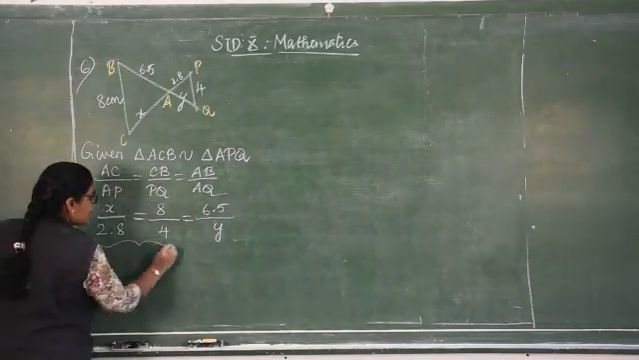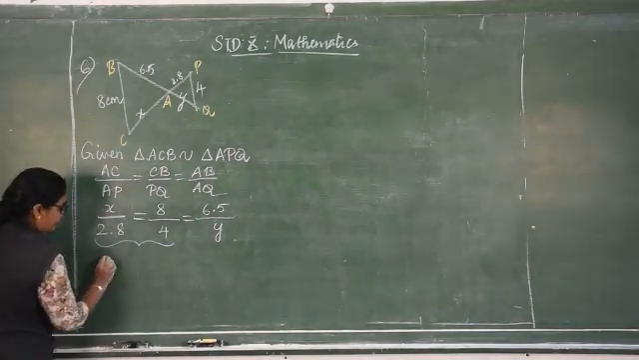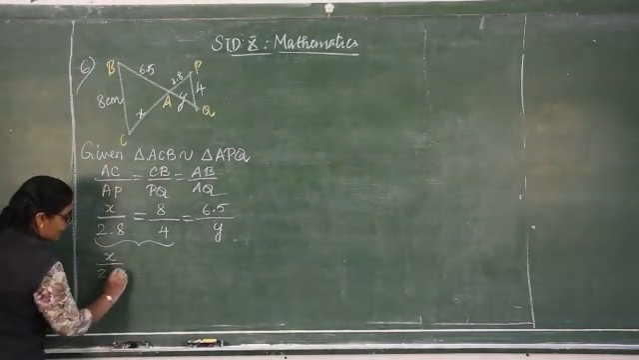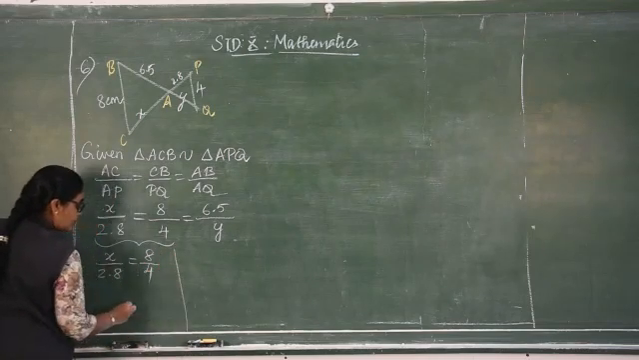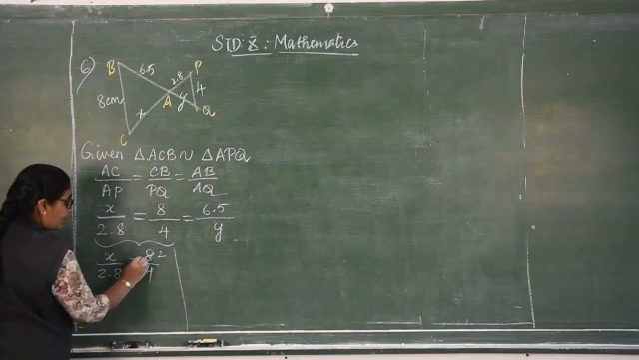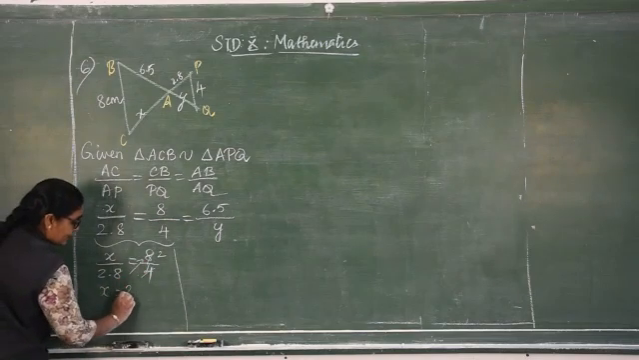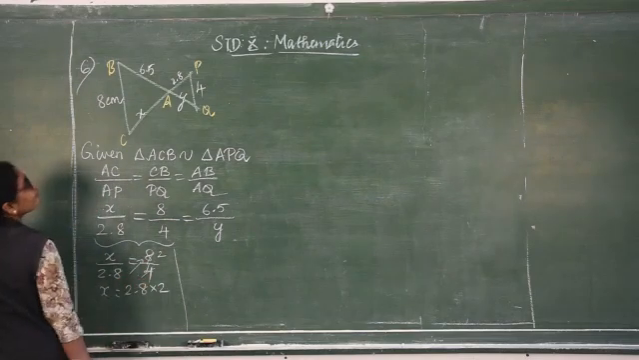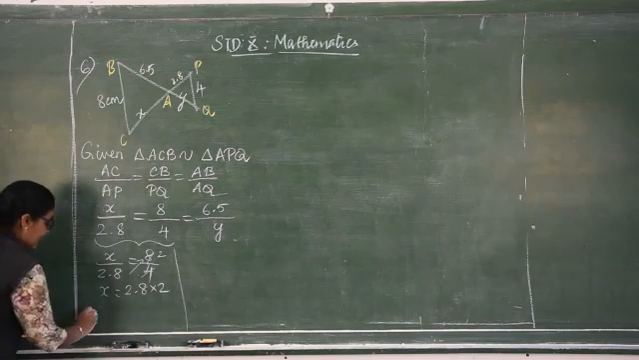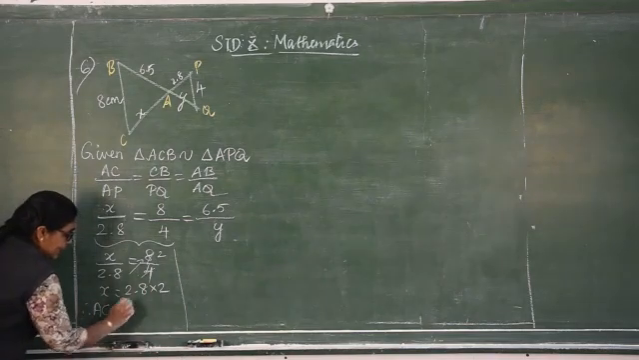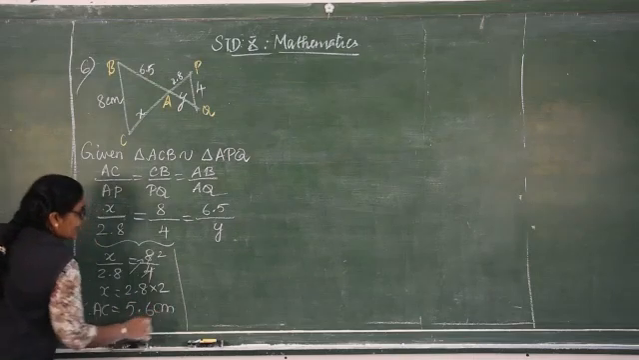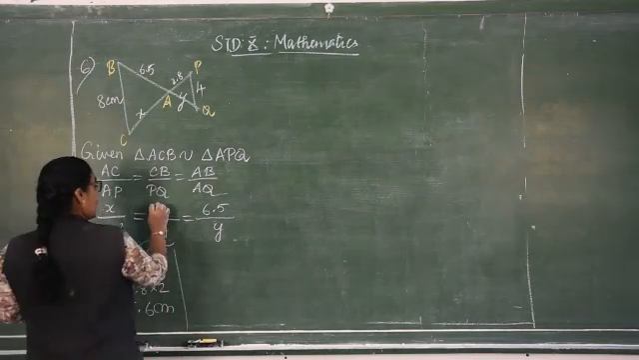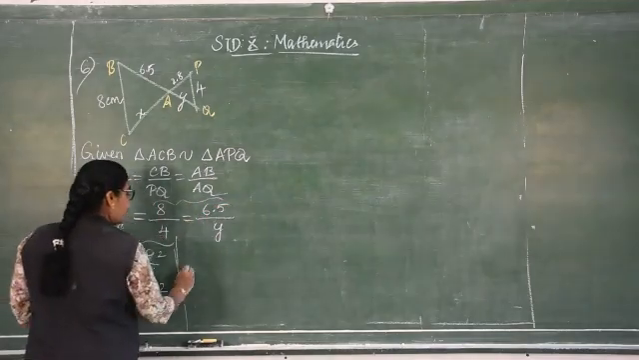So first compare these two. Then X by 2.8 is equal to 8 by 4. Now cancel this one and bring it to this side. X is equal to 2.8 into 2. X is nothing but AC, therefore AC is equal to 5.6 centimeter.